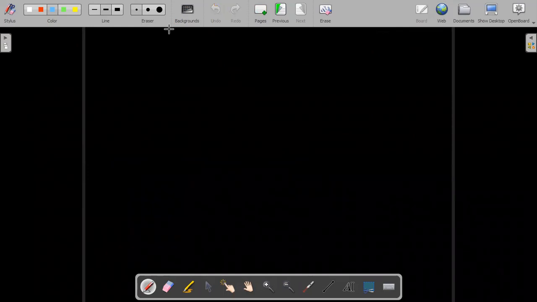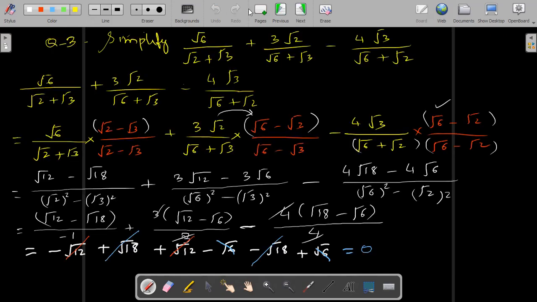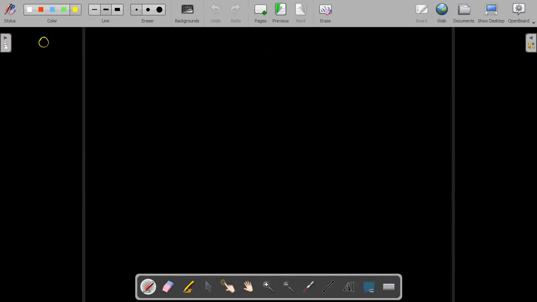So like this, we have the questions on rationalizing the denominator. Then we have the questions on laws of exponent. Sometimes they are asking very easy questions on laws of exponent, but it becomes difficult. So now we will have question number 4.